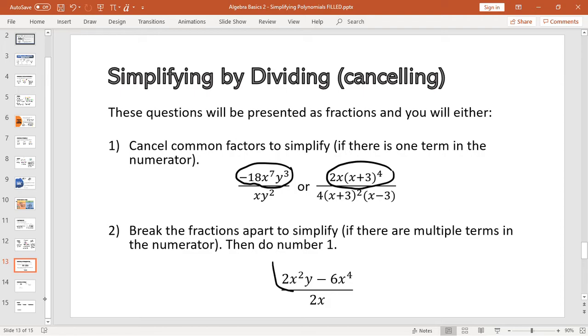Here, the numerator in situation 2 has two terms. Right? This 2x squared y is separate from the 6x to the 4. So you're actually going to break the fractions apart and do the math. So let's look at how that happens.